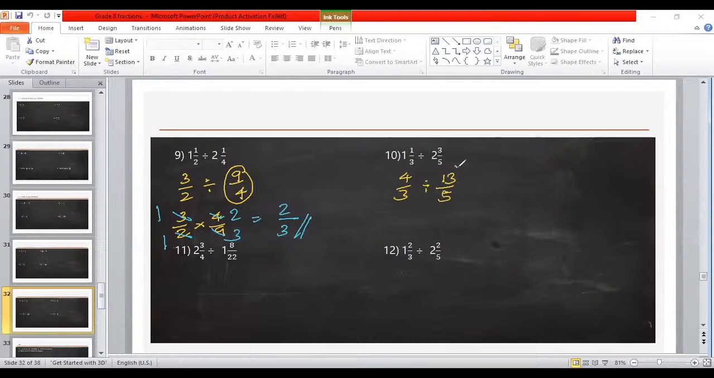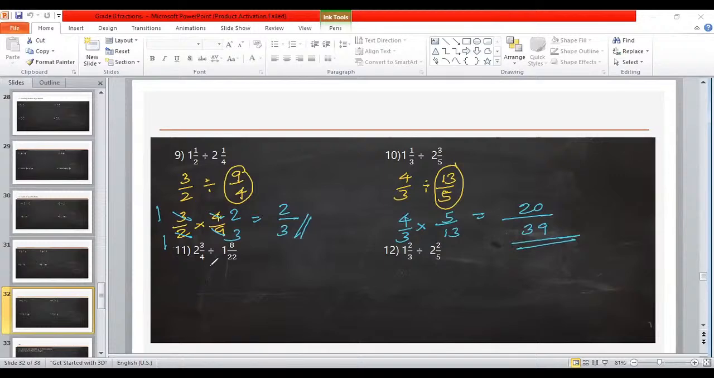This is our first step. At the second step, you can write the reciprocal of this. 4 over 3 into 5 over 13. Right, cancel out. Can we cancel? No, we can't cancel. 4 times 5, 20 over 3 times 13, 39. 20 over 39 is the answer here.